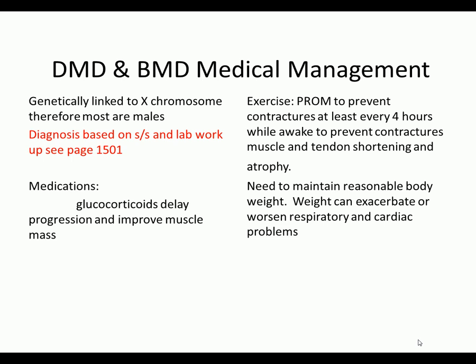Medications that these patients are given are glucocorticoids to delay the progression and improve their muscle mass. Exercises should be done for these patients with passive range of motion being done at least every 4 hours while they're awake to prevent contractures and muscle tendon shortening and atrophy. A lot of times the doctors may go in and release some of those tendons if the contractures get too severe.